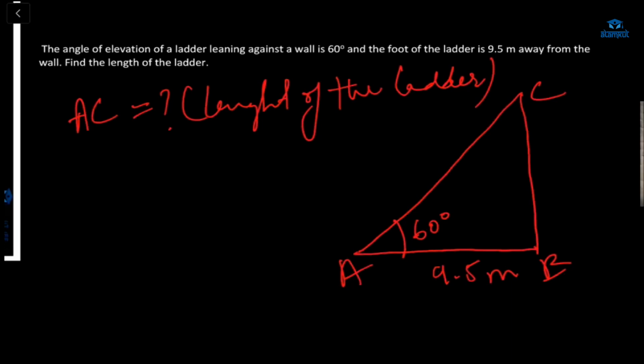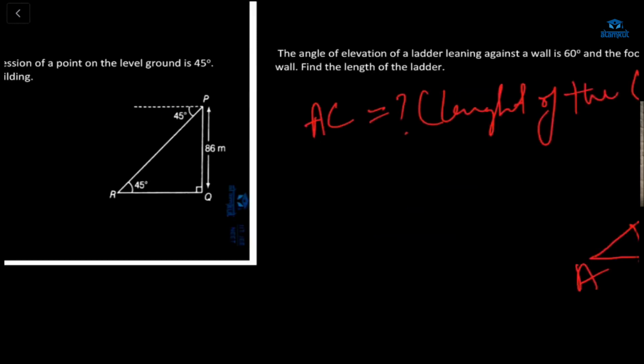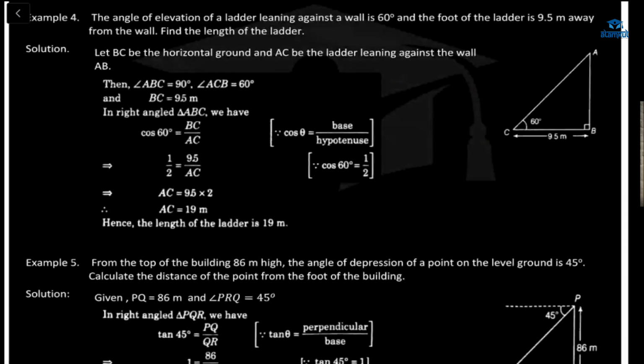Cos 60 degree. Yeah, cos 60 degree. Ma'am, I got 9.5 into root 3. Yes. What you got, Satya? 9.5 into root 3. It's actually 19 meter, the exact answer is given. It should be 9.5 into 2. Check the value of cos theta. Or is it something wrong here? Okay, ma'am, I think I got the question wrong.